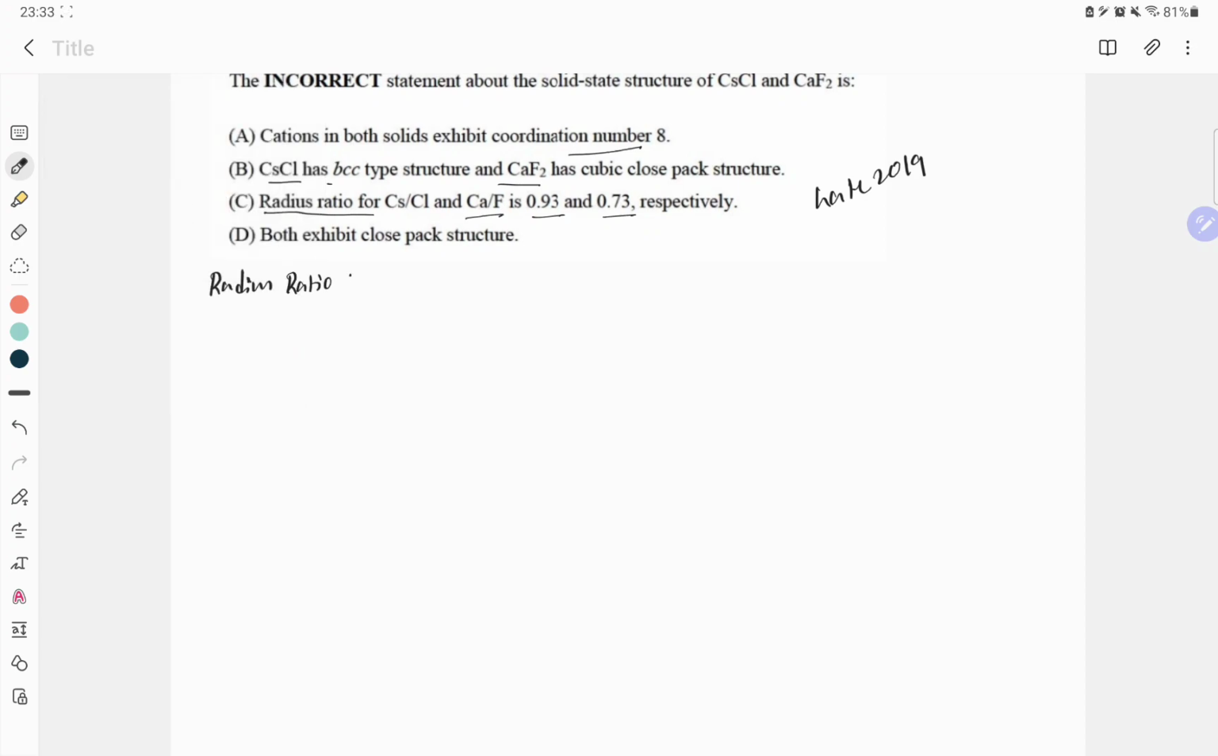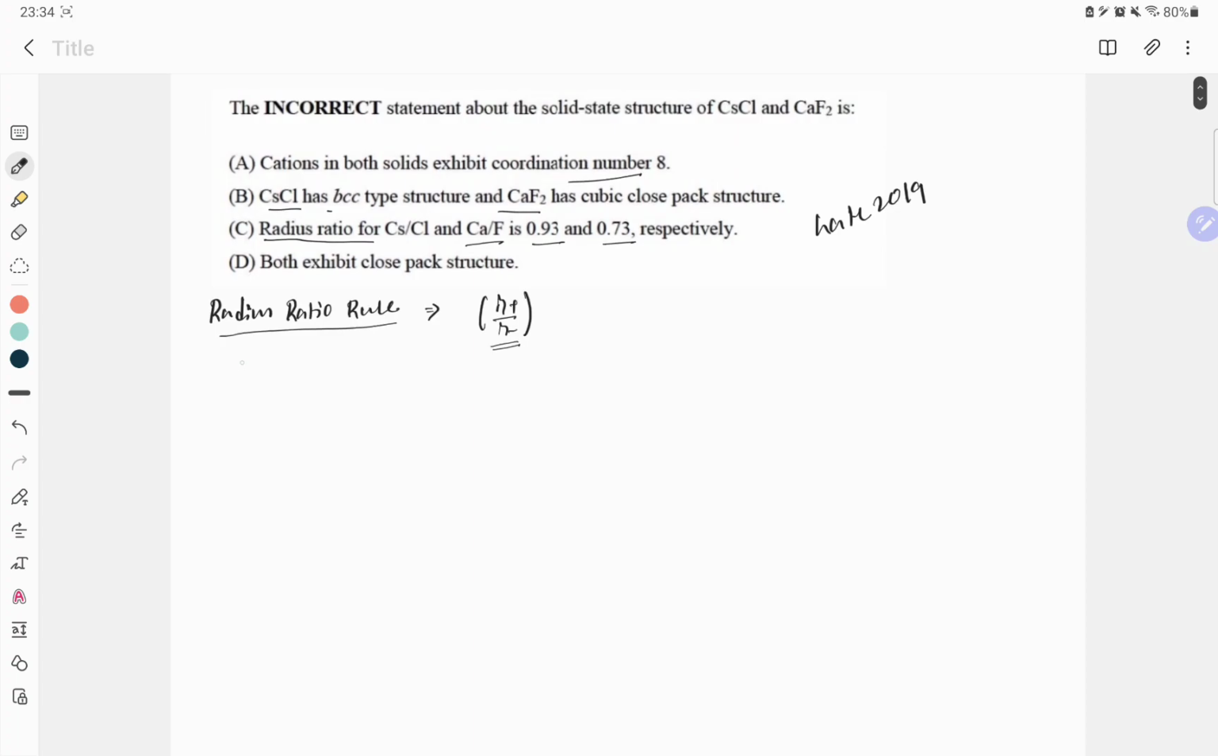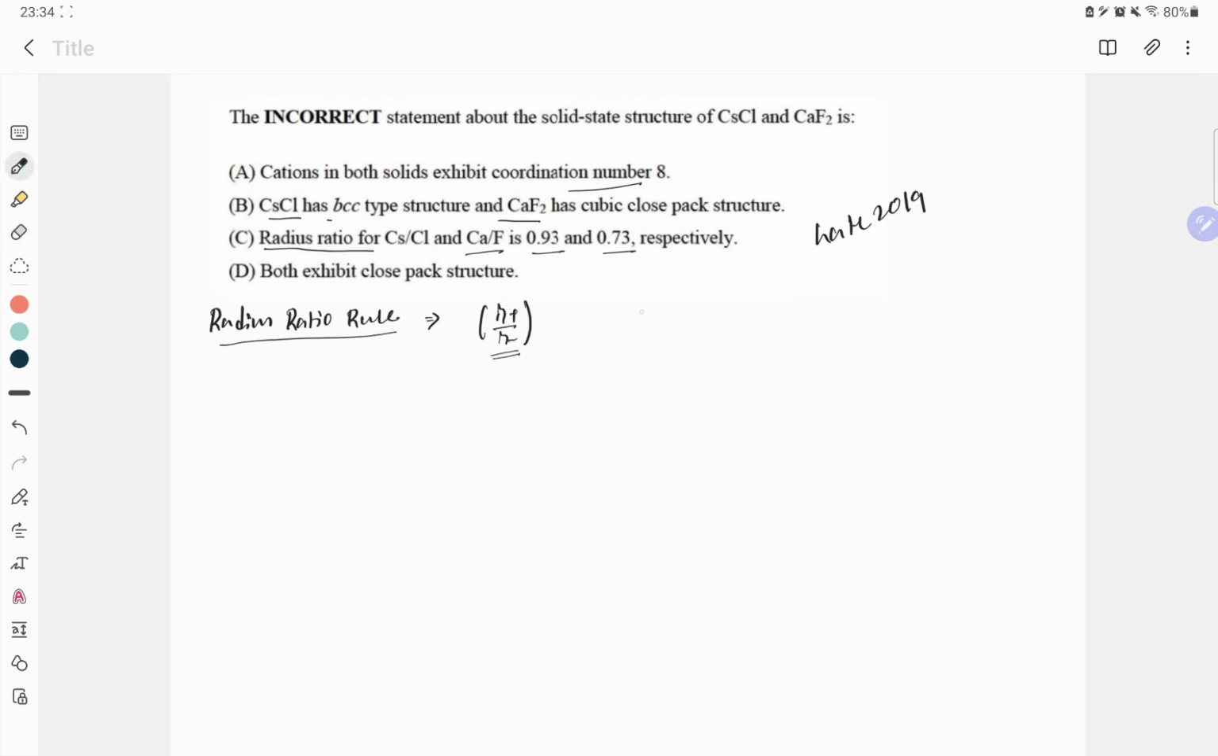The radius ratio rule is the ratio r plus by r minus, the ratio of the ionic radii of cation and anion. First we'll learn what this table says. If the ratio is less than 0.155, then the coordination number will be 2 and the structure will be linear.